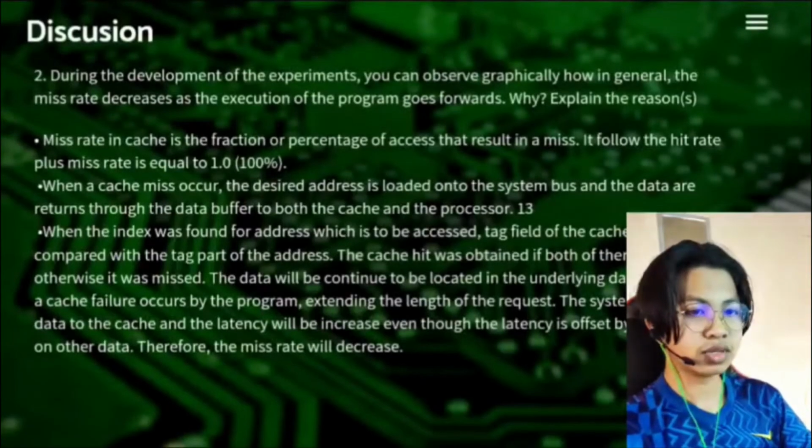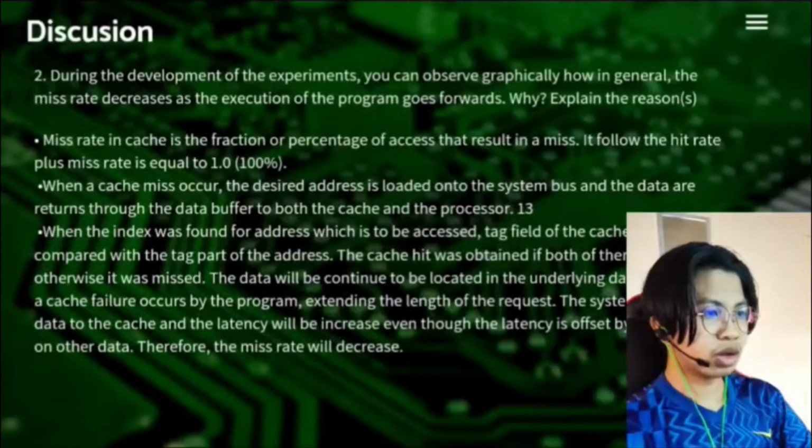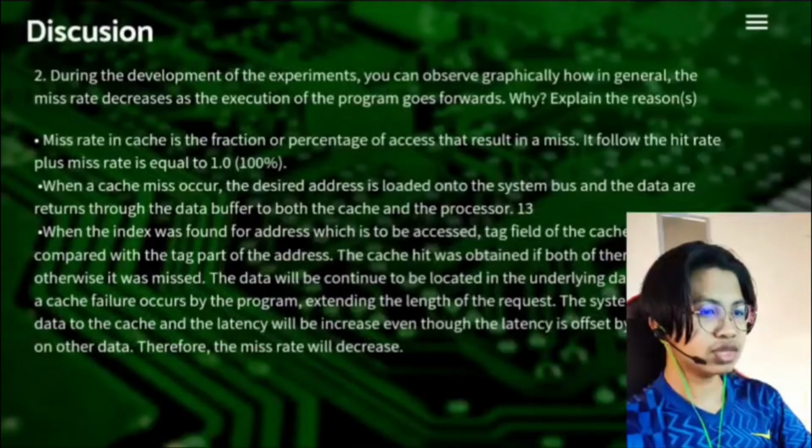Then we'll go to the second question. During the development of the experiment, you can observe graphically how in general the miss rate decreases as the execution of the program goes forward. Why? Explain the reason.